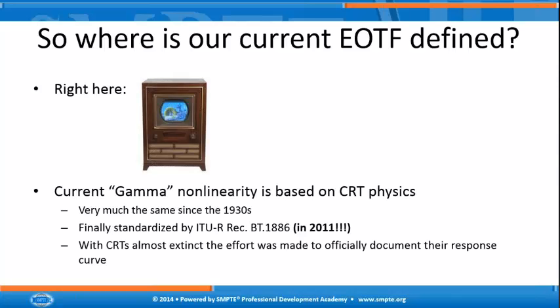The current gamma nonlinearity is based on CRT physics. It's been pretty much the same from the beginning. And amazingly enough, this was not fully standardized until 2011 when the ITU-R came out with BT.1886. Essentially, in a way, we didn't need a standard because CRTs were ubiquitous. That's what was used in all the reference displays, and they all worked pretty much the same. So the CRT essentially was a physical standard, even though there was no documented standard.